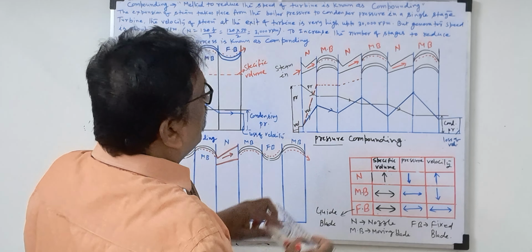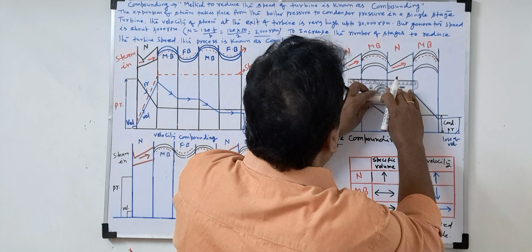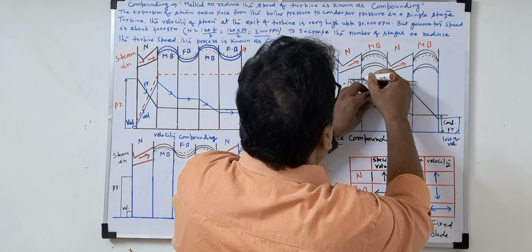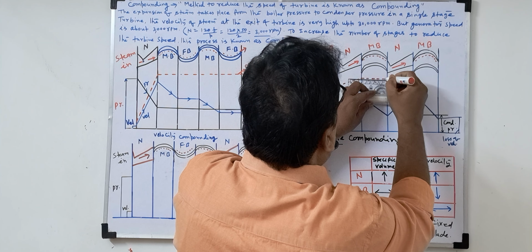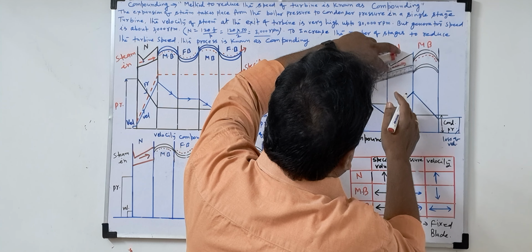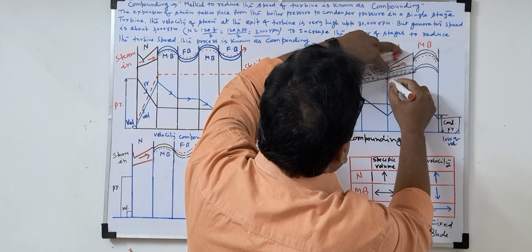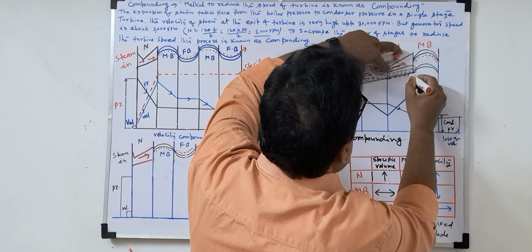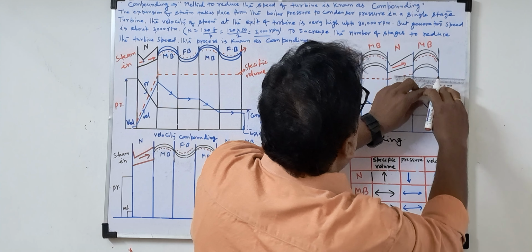Specific volume increases. Again what is happening? It will remain the same in the moving blade and fixed blade. Again, in the nozzle what will happen? It will increase. Again, fixed blade, moving blade, what is happening here?